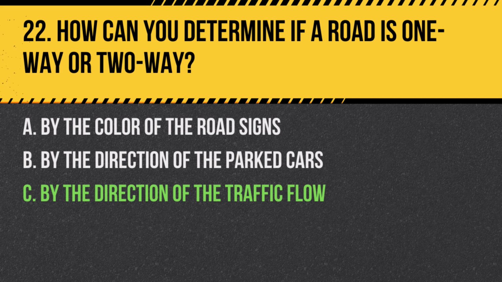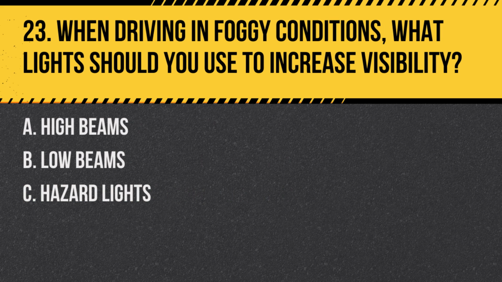You can determine if a road is one-way or two-way by observing the direction of the traffic flow on that road. Question 23. When driving in foggy conditions, what lights should you use to increase visibility?